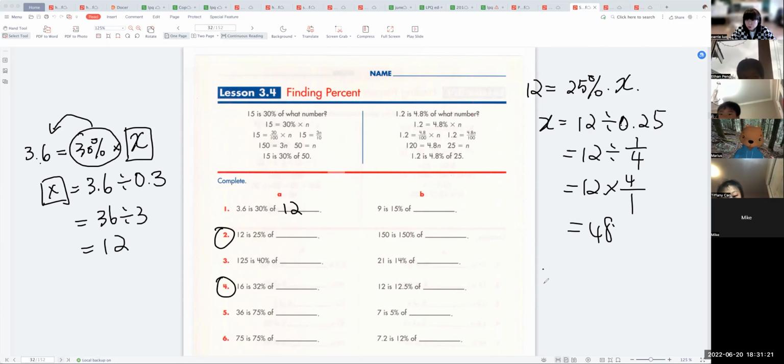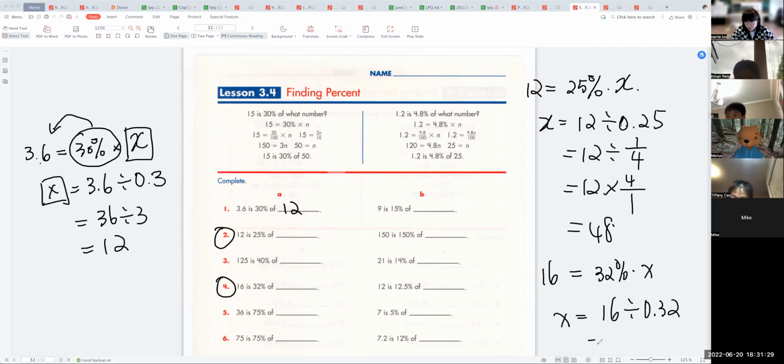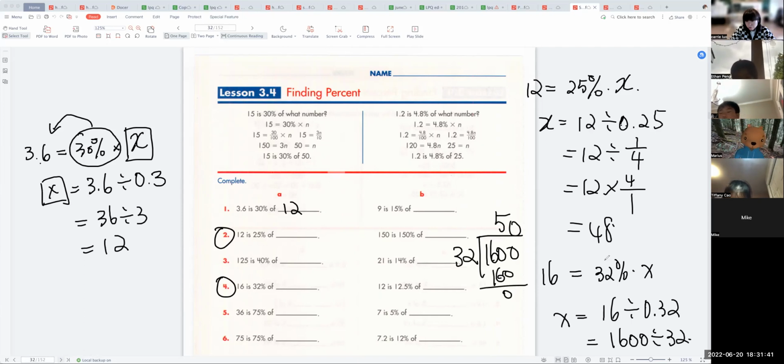I'm going to do one more with you, okay? 16 equals 32% times X. So X equals what? 16 divided by 0.32 equals 1600 divided by 32. So 1600 divided by 32 equals 50. So X equals 50. Get it? Okay, so now I want you to do 1, 2, 3, 4, 5. 5 questions.